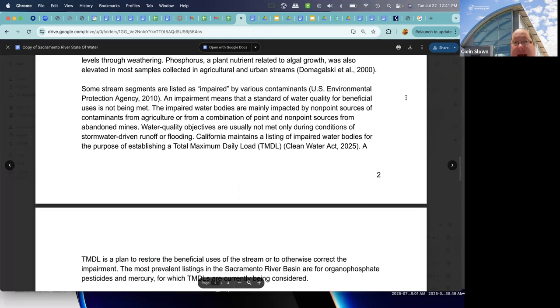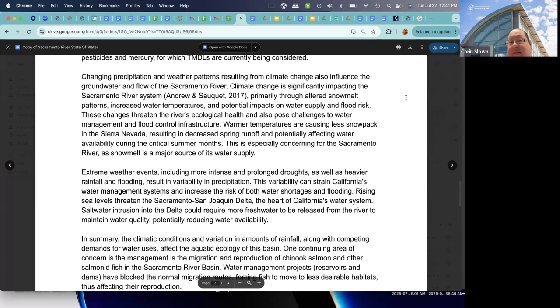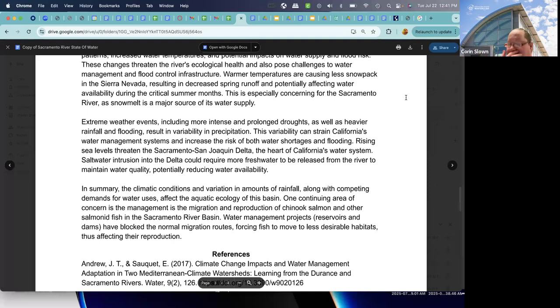So I talk a little bit about how that water quality is measured and or controlled. And then in the case of the Sacramento River, there's an impact of climate change. So extreme weather events like flooding or the droughts have an influence in that space too. And then I just have a quick summary, and of course, my references.